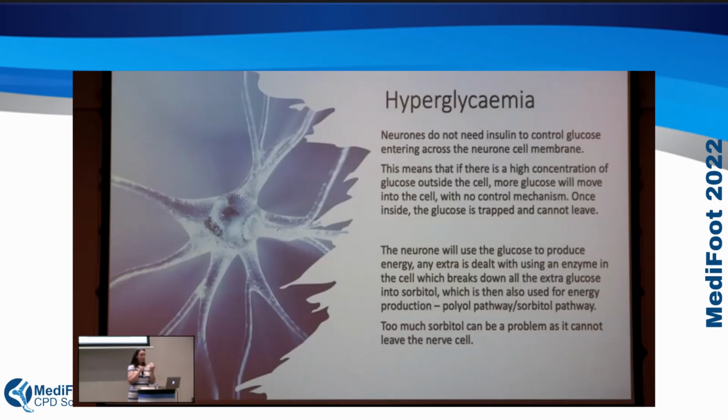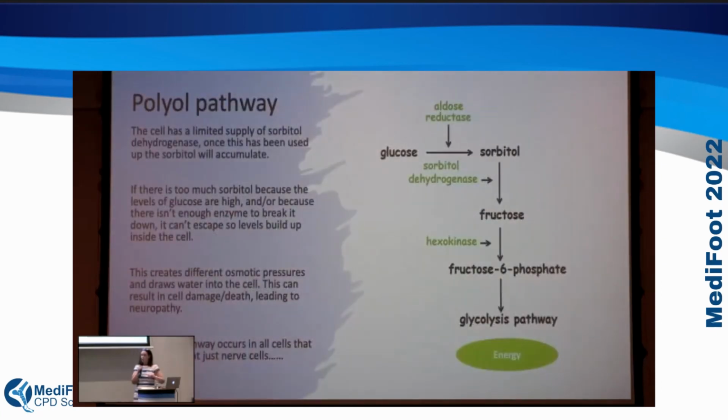If there is too much glucose, you get too much sorbitol. Sorbitol damages nerve cells. So the more glucose that you have taken into the nerve cell, the more sorbitol you get produced, the more damage is done to the nerve cell. And the same happens in the kidney cells, and the same happens in the retinal cells as well. So that's the pathway there. You don't need to remember it. But basically, any glucose that isn't used directly for energy is broken down by an enzyme to produce sorbitol. That's then broken down by another enzyme and goes on to produce energy.